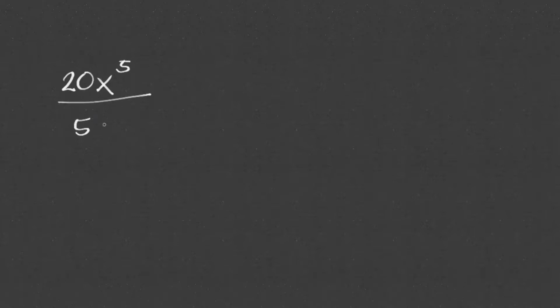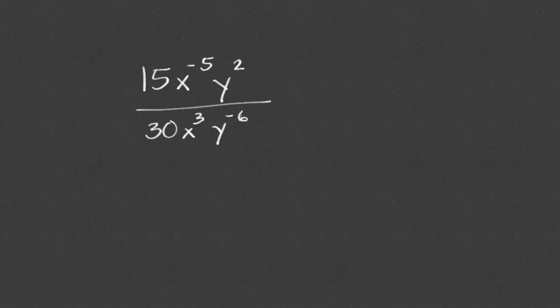Let's have an example. 20 x raised to the 5th power divided by 5x squared. 20 divided by 5 is 4, and to the variable, we'll just subtract the exponent, so 5 minus 2 is 3, so therefore the answer is 4x cubed.